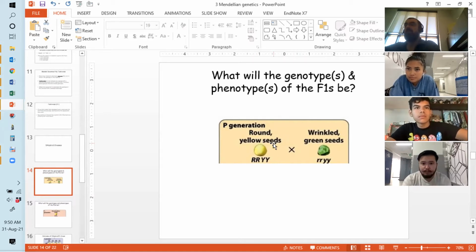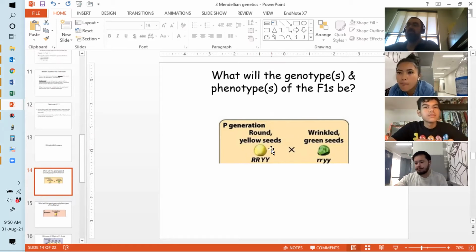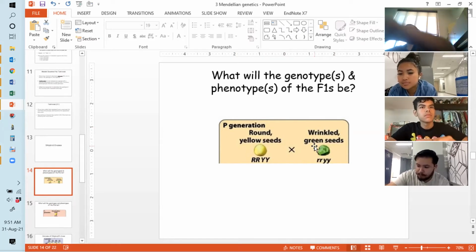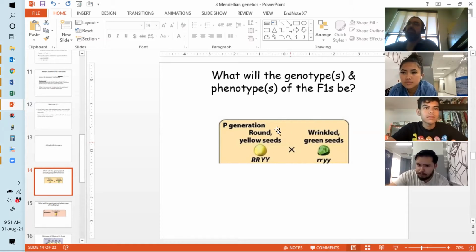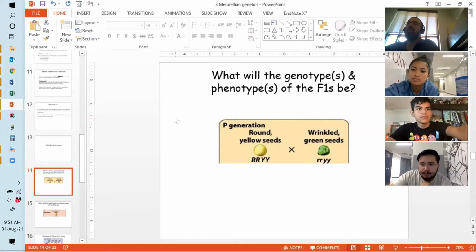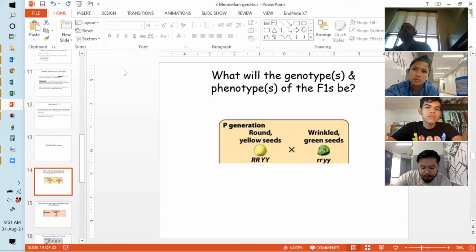So now we have seed shape and seed color, for example. The phenotypes for those are round and wrinkled, and yellow and green. So if you put your hand up to the screen and cover up the genotype, here's a question. How would you figure out what the dominant phenotypes are? If I didn't give you the genotypes, how would you figure out what the dominant phenotype is? What would you look at?